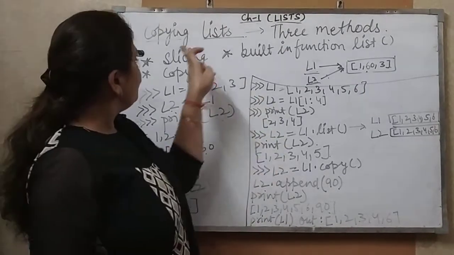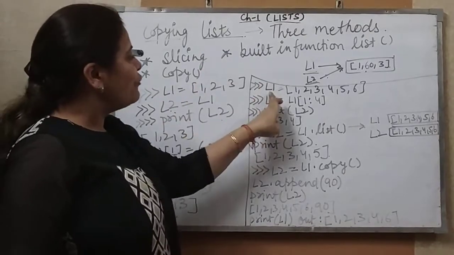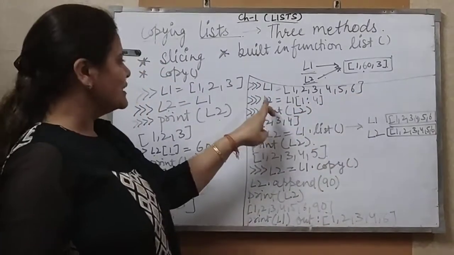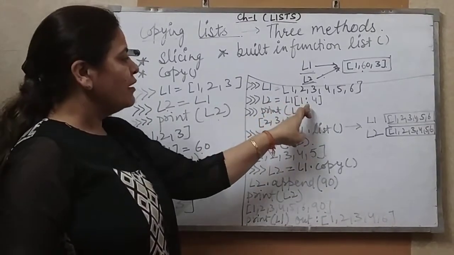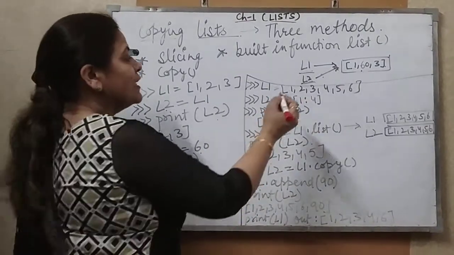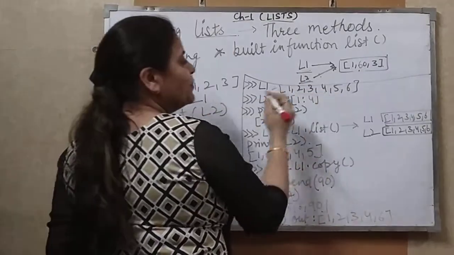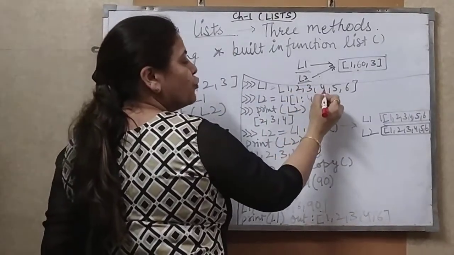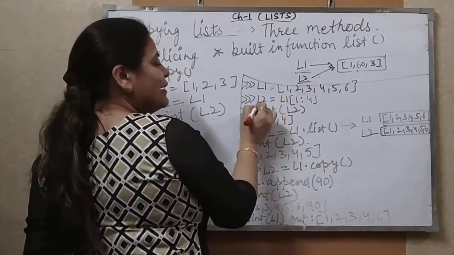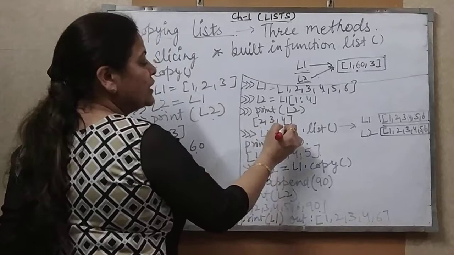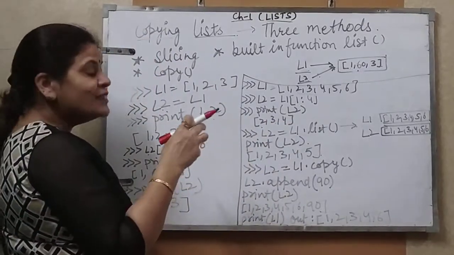Now, the first method was slicing. If I have a list named L1 containing 1, 2, 3, 4, 5, 6 and L2 is equal to L1, 1 colon 4, it means it will take the elements at indexes 1, 2, 3, that is 2, 3, 4, from the list L1 into list L2. That is, print L2 में मुझे आंसर क्या देगा, 2, 3, 4. So this is called slicing.